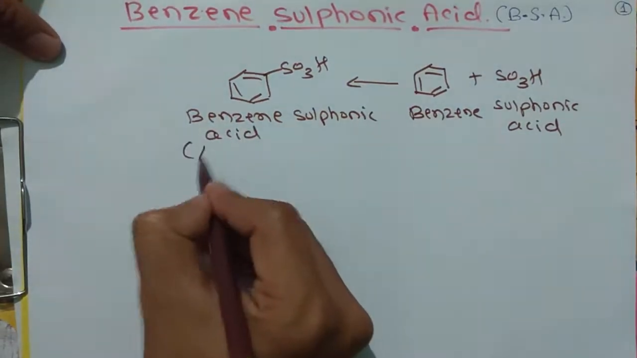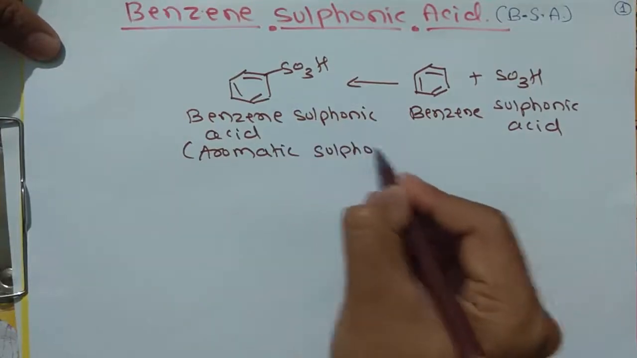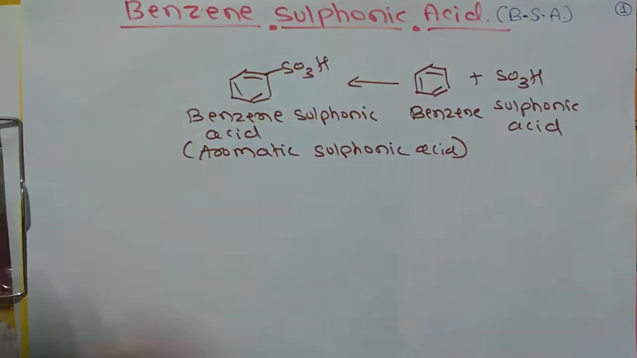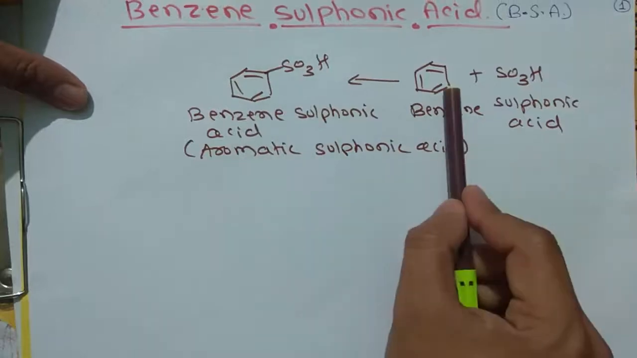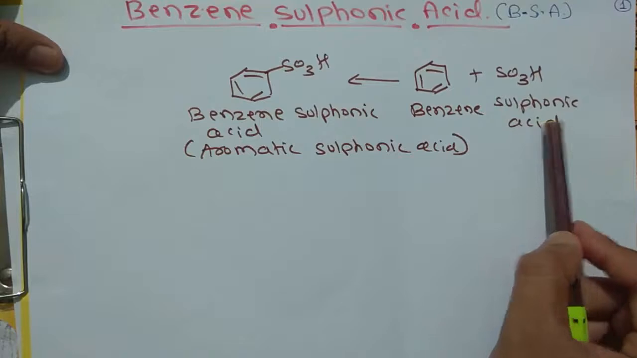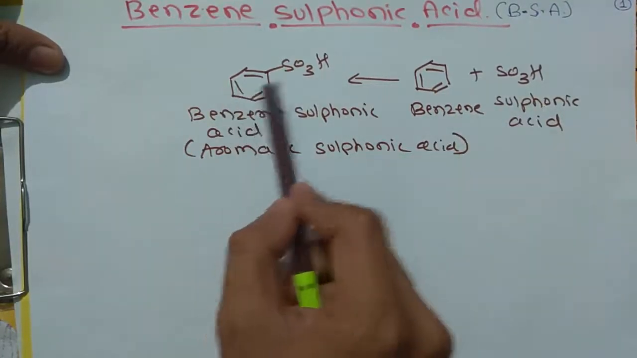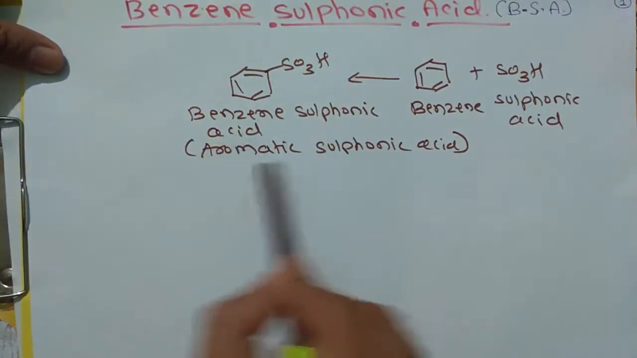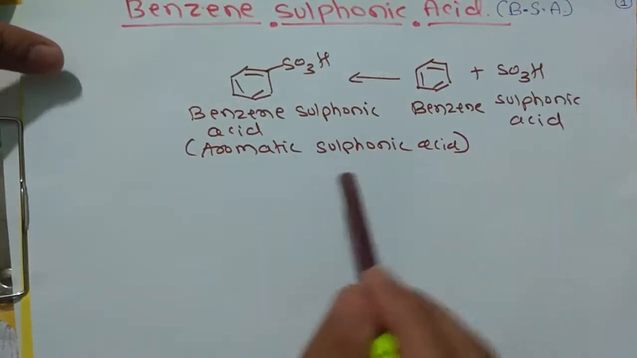It is also called aromatic sulfonic acid. As the name itself indicates, benzene sulfonic acid contains a benzene ring and a sulfonic acid group. SO3H is the functional group, sulfonic acid, and benzene is an aromatic compound, and both are combined together to form benzene sulfonic acid. It is also called aromatic sulfonic acid because benzene is the aromatic compound.